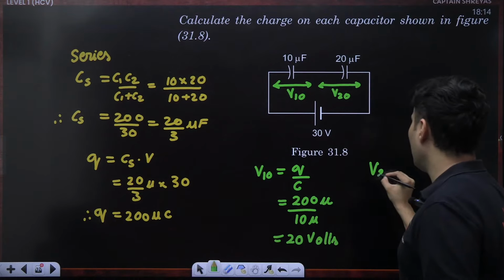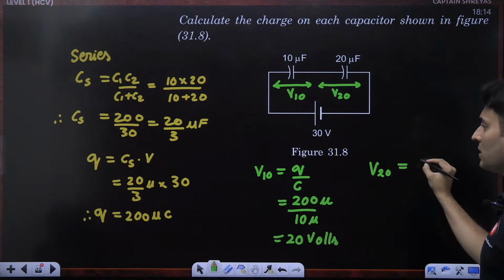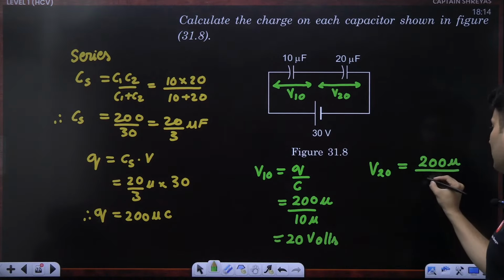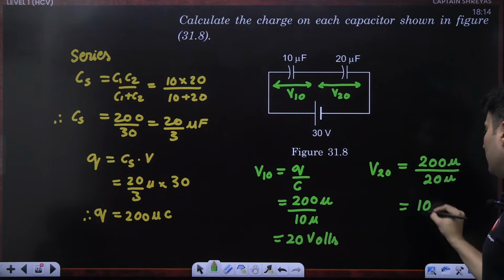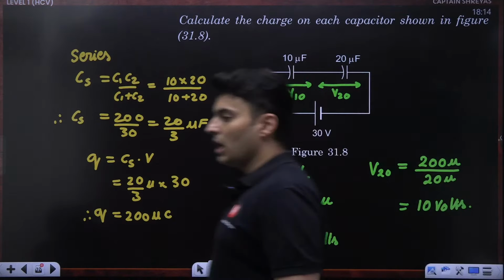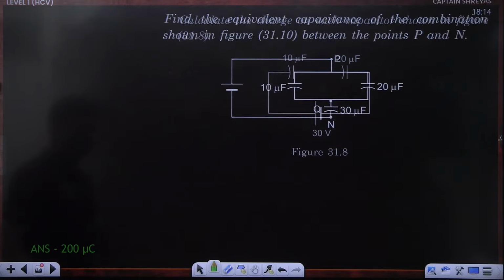Similarly, the voltage across the 20 microfarad capacitor will be the charge, which is the same, 200 micro, upon the capacitance, which is 20 microfarad. So this will just make it 10 volts. So that's how you can find out the voltages across each of the capacitors. Cool. So moving on to the next question.